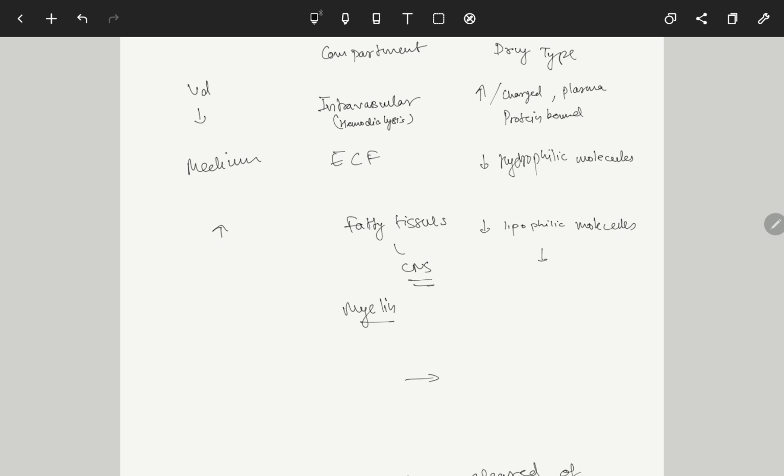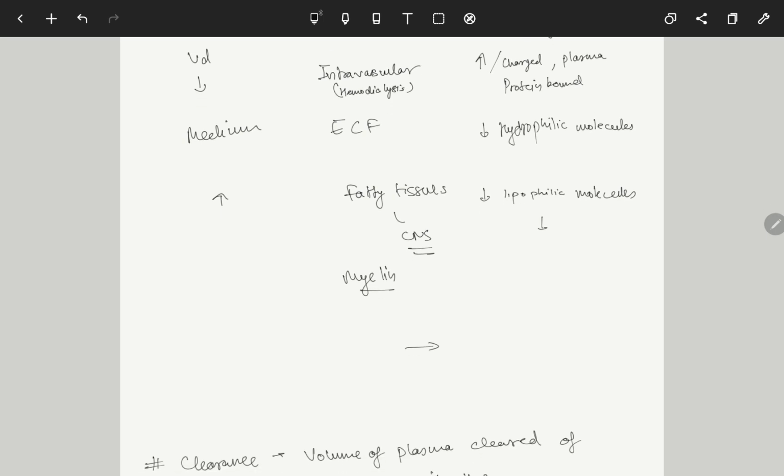Okay, for lithium toxicity, I'm not saying that lithium has a low volume of distribution, but just leave that for now. Some drugs which are primarily in the intravascular compartment, we can use hemodialysis to eliminate them if there is need. These are primarily large, charged, and plasma protein bound molecules.